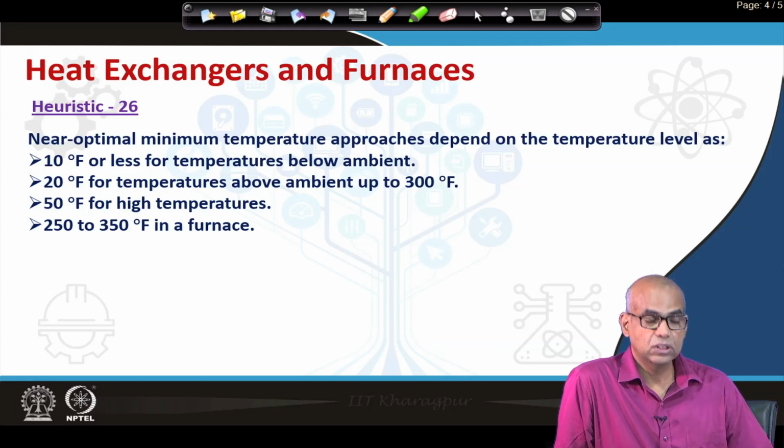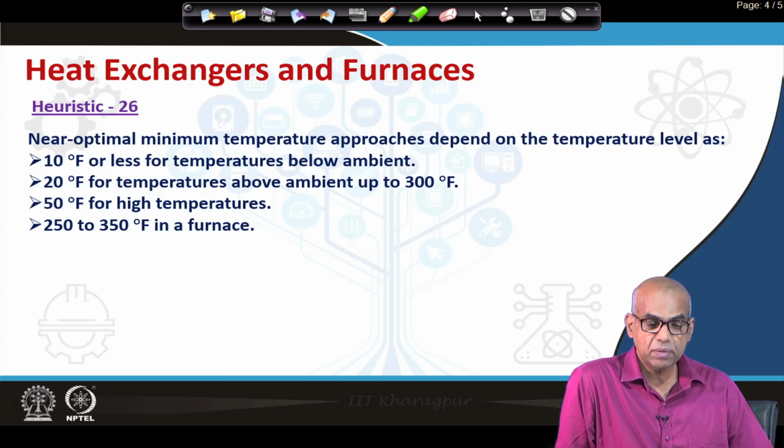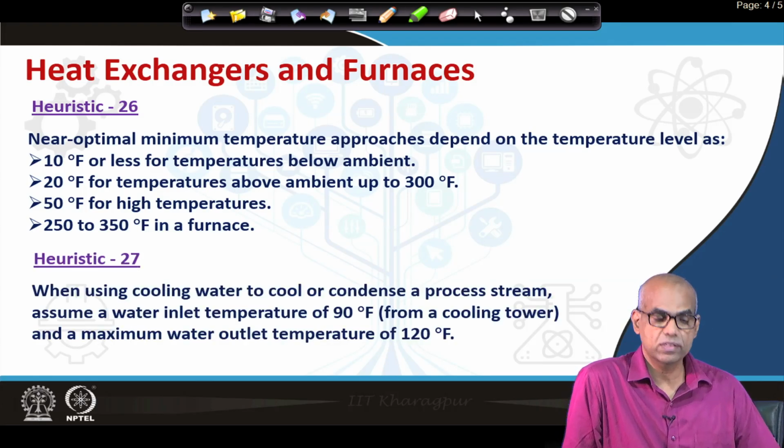Now, some heuristics about heat exchangers and furnaces. Heuristic 26, near optimal minimum temperature approaches depend on the temperature level as 10 degree Fahrenheit or less for temperatures below ambient, 20 degree Fahrenheit for temperatures above ambient up to 300 degree Fahrenheit, 50 degree Fahrenheit for high temperatures, 250 to 350 degree Fahrenheit in a furnace. Heuristic 27, when using cooling water to cool or condense a process stream, assume a water inlet temperature of 90 degree Fahrenheit, water is coming from cooling water, cooling tower, and a maximum outlet temperature of 120 degree Fahrenheit.